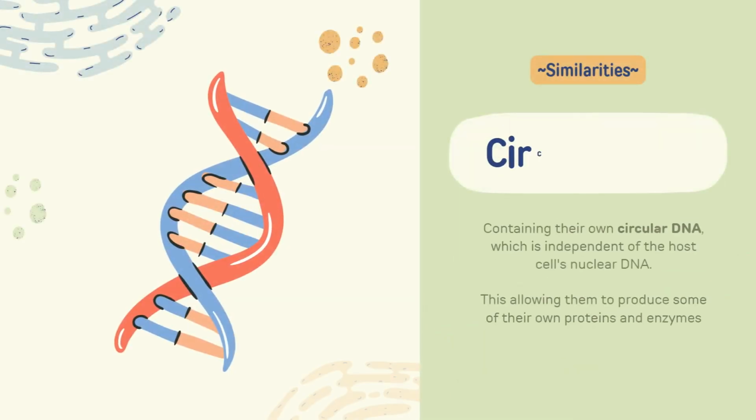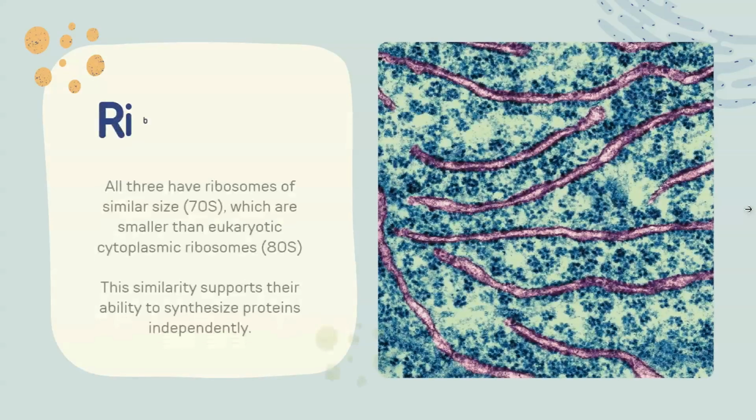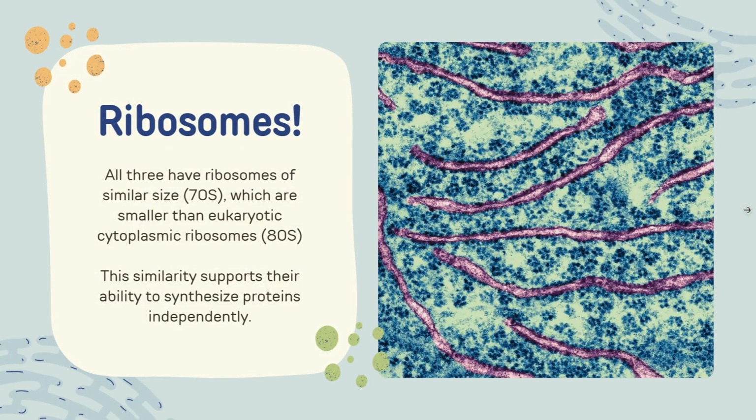Now let's talk about DNA. Mitochondria and chloroplasts each have their own circular DNA, separate from the host cell's nuclear DNA. This independence allows them to produce some of their own proteins and enzymes, just like bacteria do. It's like they carry a piece of their ancient bacterial identity with them. Now for ribosomes. All three of them contain 70S ribosomes, which are smaller than the 80S ribosomes in eukaryotic cells. This specific size and type of ribosome is another strong indicator of their shared ancestry. Here you can see in the picture on the right the cytoplasm with rough endoplasmic reticulum and ribosomes.